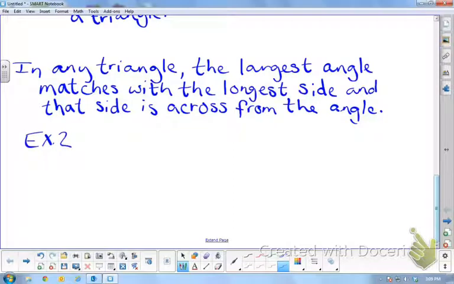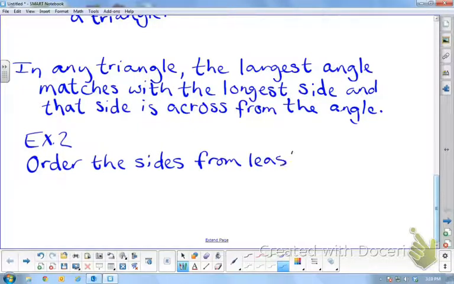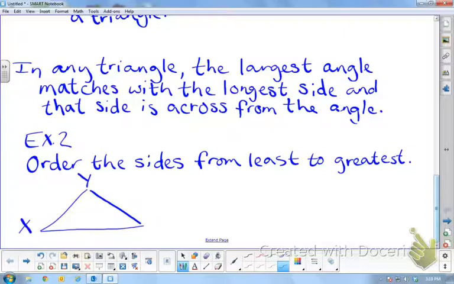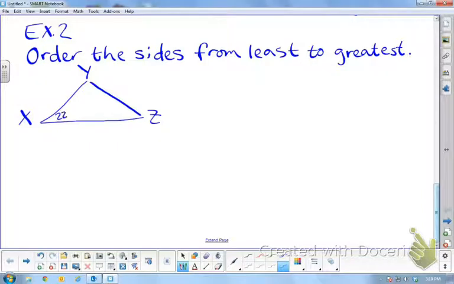So let's look at a triangle, and I'm going to give you a triangle where we have all the angles labeled. We're going to try and find the largest sides. So we're going to order the sides from least to greatest. Triangle XYZ, and I know this angle is 22 degrees, this angle is 137 degrees, which means the last angle must be 21 degrees, because all those angles have to add to be 180.